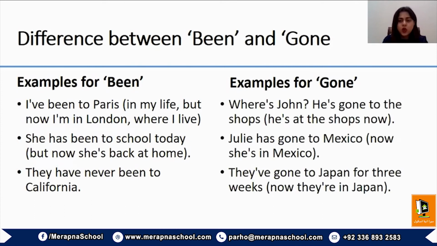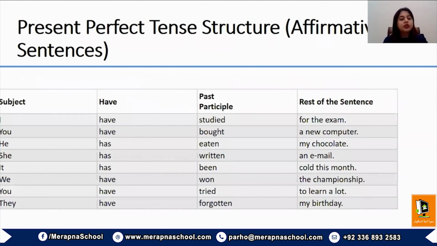And gone. Where is John? He has gone to the shop, which means he's still at the shop. Julie has gone to Mexico, which means she's still in Mexico. They have gone to Japan for 3 weeks. Now they're still in Japan. When I'm talking about it, they're still in Japan. So this is the basic difference between been and gone, which the students should be familiar with. Okay. Let's move on to the structure.